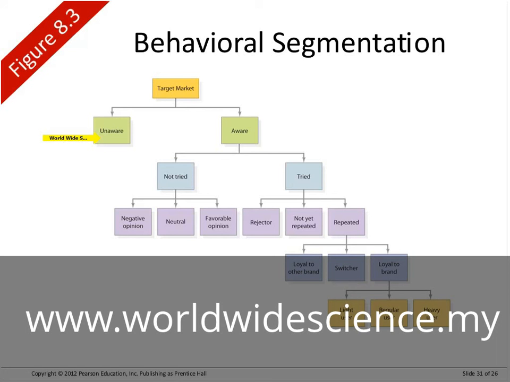Unaware means they don't have enough information about our product, and they don't know about our company. Every customer who has some information about our product can be classified in two groups. Some have already tried our product, and some have not tried. If they tried it, after the first time, sometimes the customer rejects. We say this one is a rejector. What does it mean?